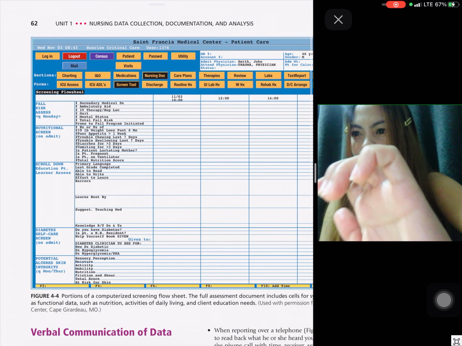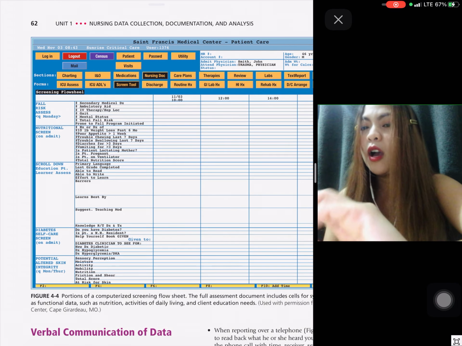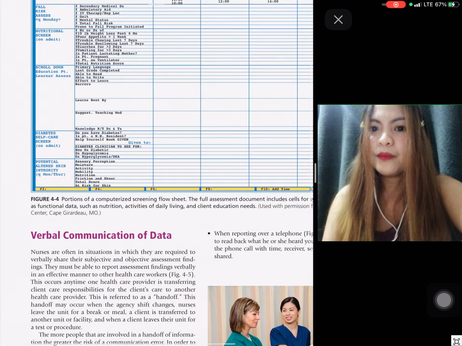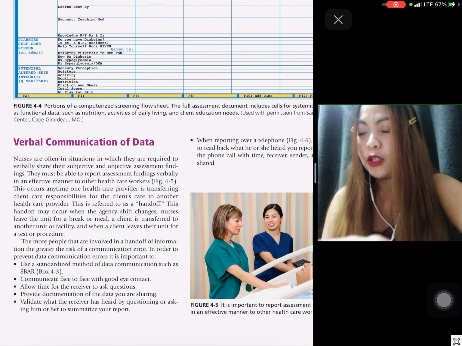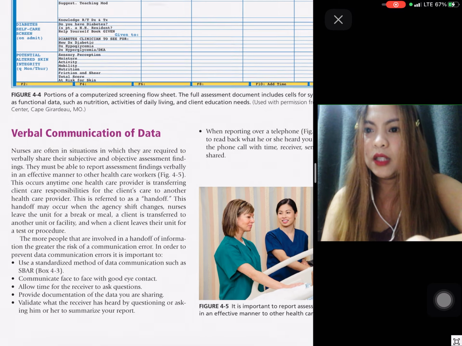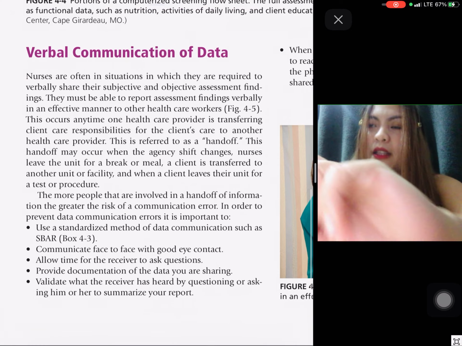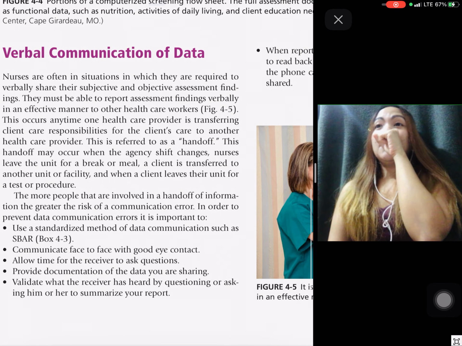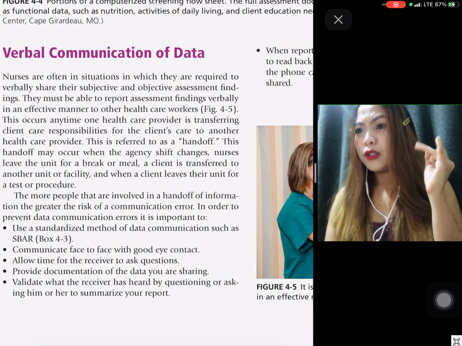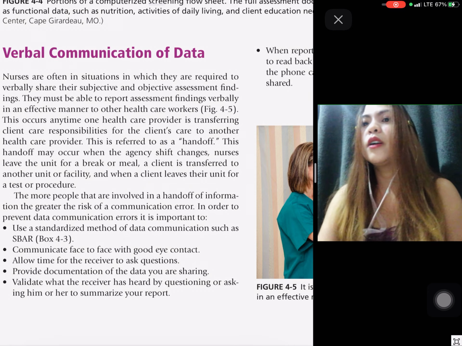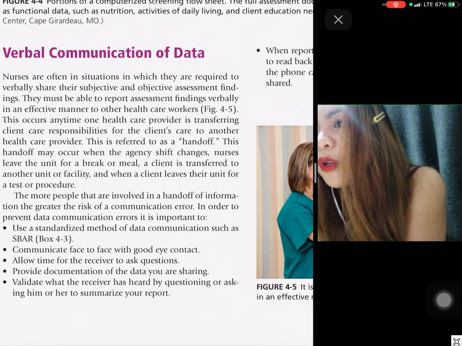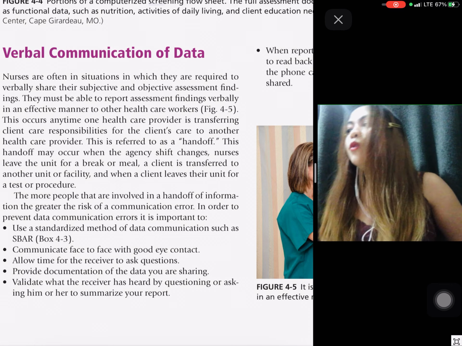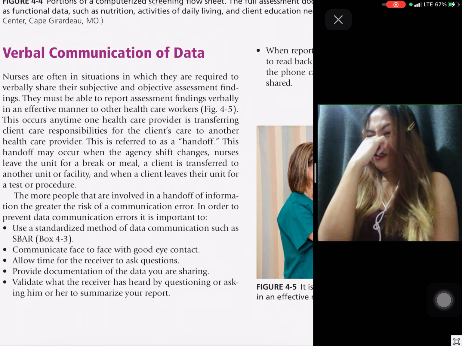Ito naman, ano ba yung verbal communication data? So, nag-validate na tayo ng data. Na-document na natin. So, ngayon, paano natin yun i-verbal communicate? Kasi documentation, more on writing, more on documenting. So, paano natin yun i-verbal communicate? Sa susunod na nurse o kaya sa mga nurses or sa mga ibang healthcare team.